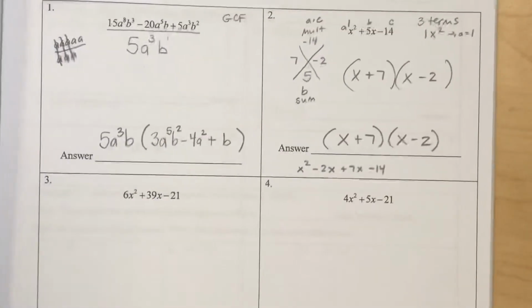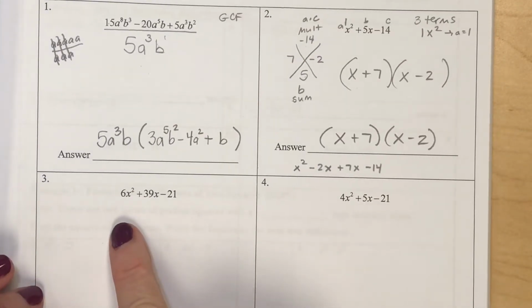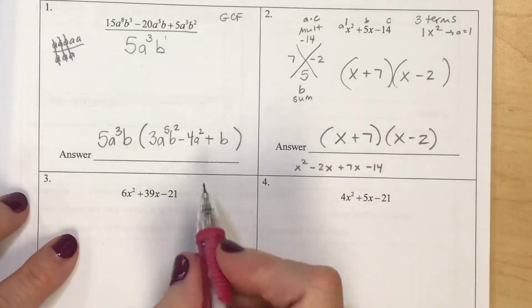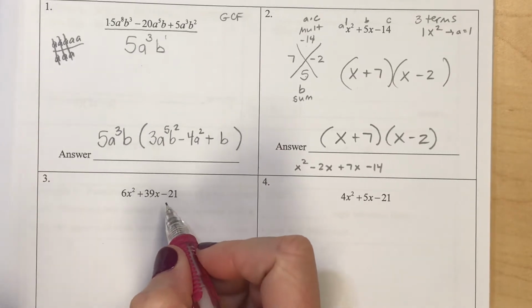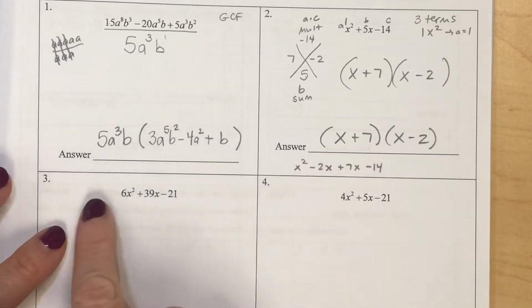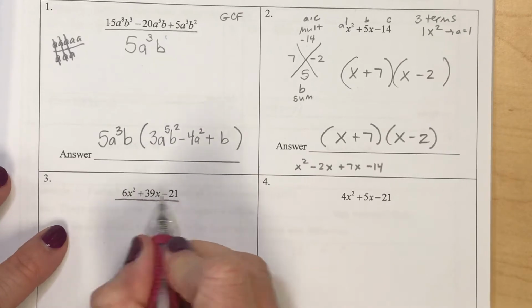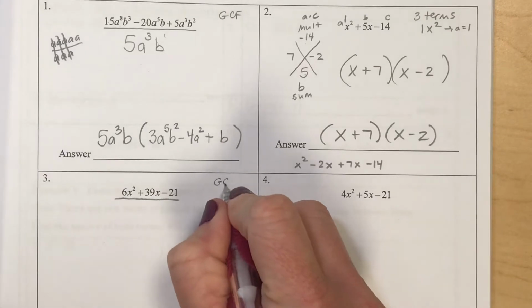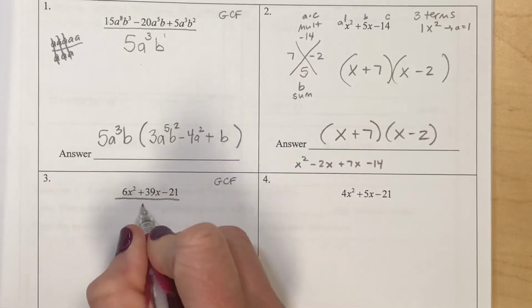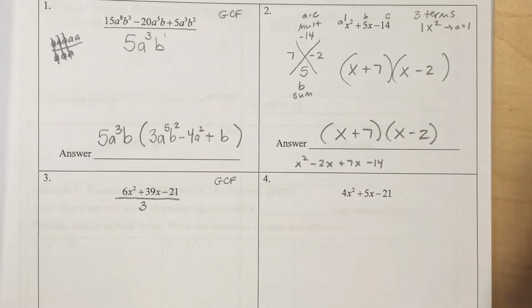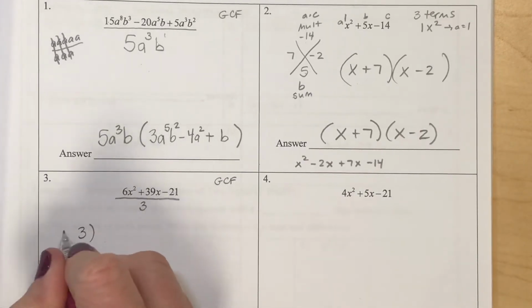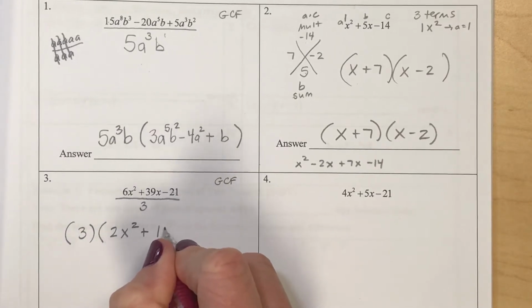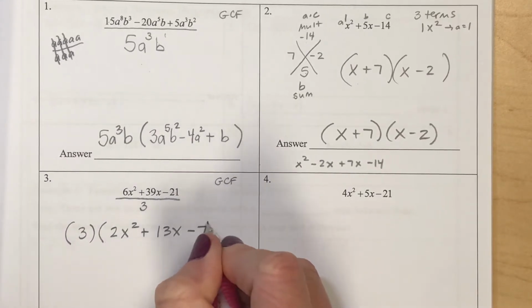Okay, here's another one. In this one, I notice I have 6x to the third, 6x squared. So what I'm going to assume right now is that I might have an a greater than 1, but I also want to check, if I do have it, are all three of these numbers divisible by anything? And in fact, they are. So this is going to have a GCF because I'm confident all three of these terms are at least divisible by a 3. So if I divide that 3 out, I'd be left with 2x squared plus 13x minus 7.